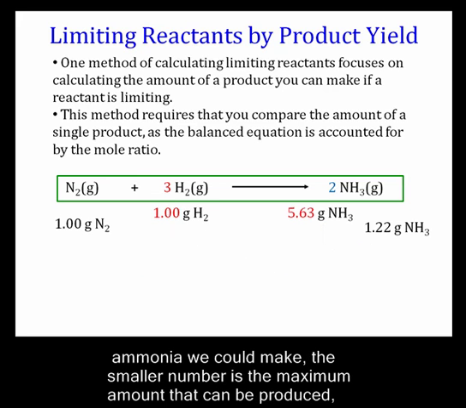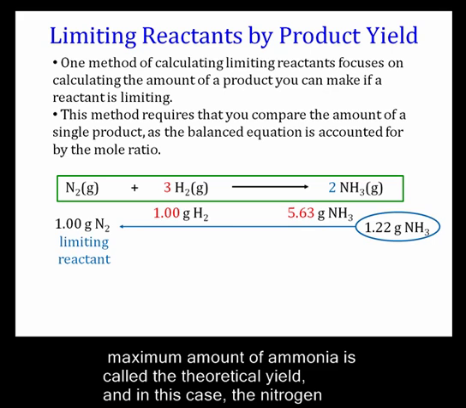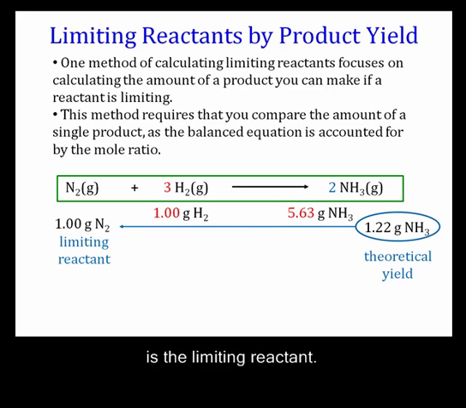Comparing the amounts of ammonia we could make, the smaller number is the maximum amount that can be produced and corresponds to the amount made if all of the limiting reactant is used up. This maximum amount of ammonia is called the theoretical yield, and in this case, the nitrogen is the limiting reactant.